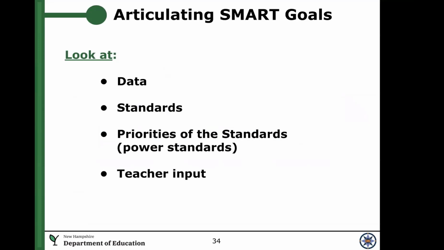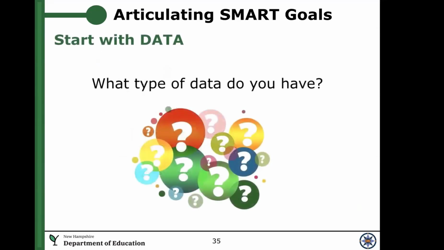We really went through and we created the SMART goals. This is just a little bit of review of that. So we're going to look at data. We're going to look at the standards. We need to look at our priority or power standards, right? And then we also are pulling in our own teacher input, right? What we're seeing and what has been happening either over a number of years or what have you.